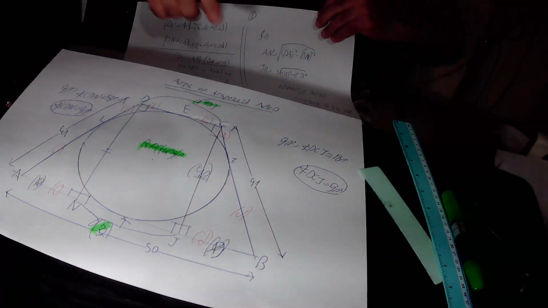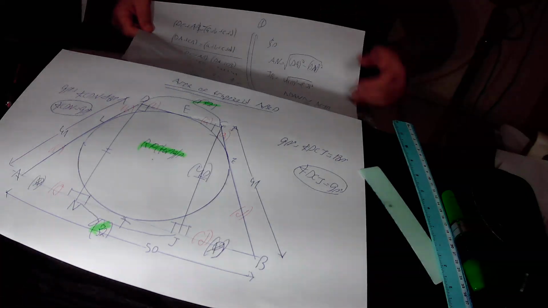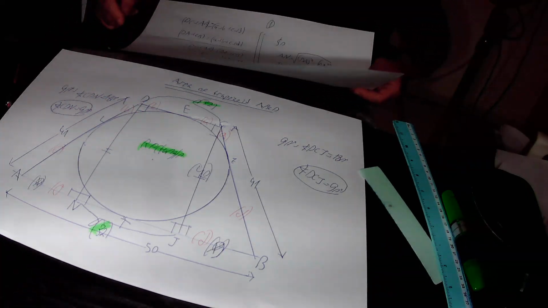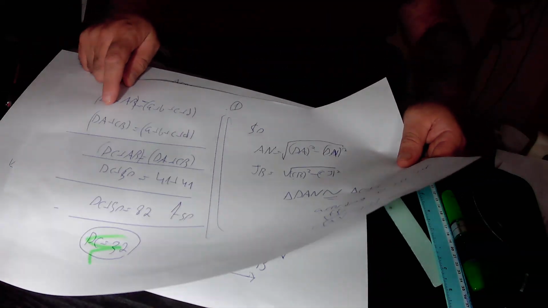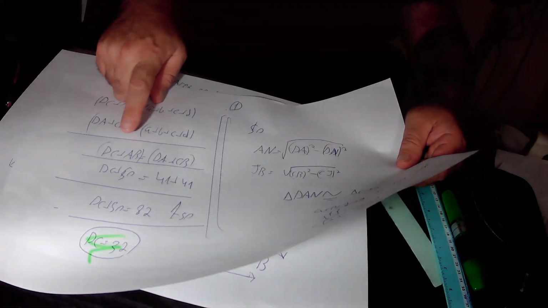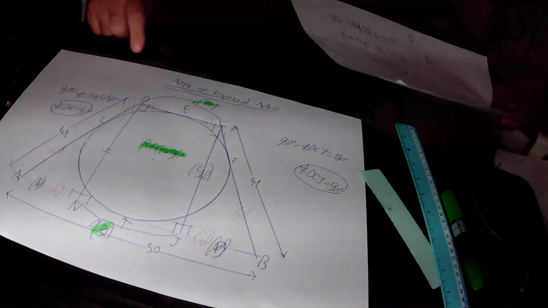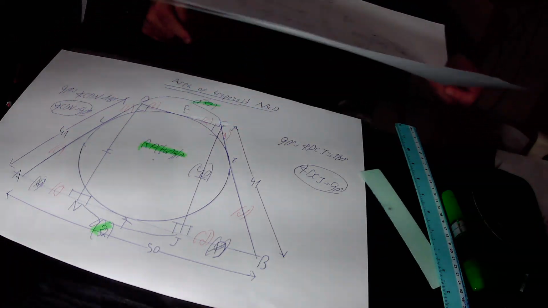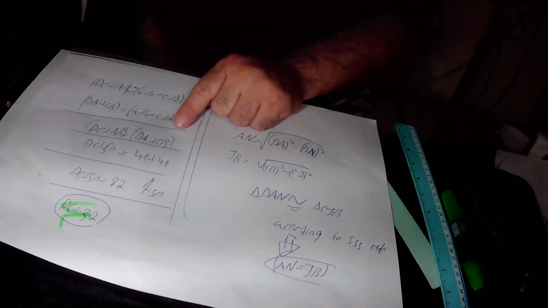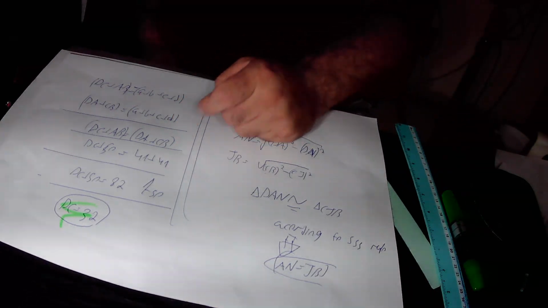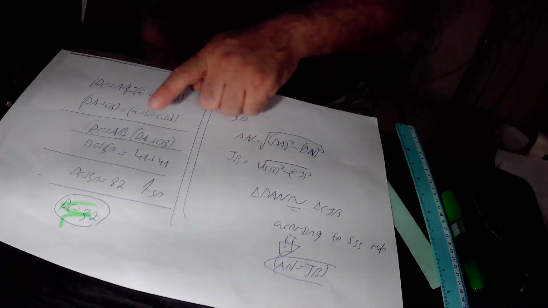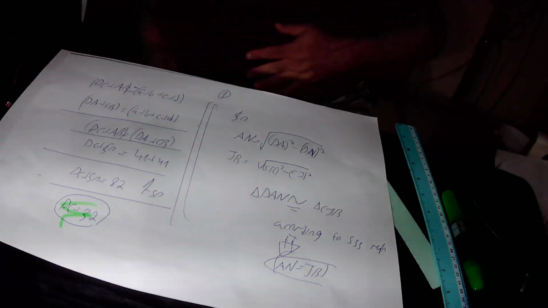DC is the missing side, so leave it as it is. Plus AB. AB is 50. So on this side of the equation we have DC plus 50 equals DA. DA is 41 plus CB is also 41. So DA plus CB in total equals 41 plus 41. 41 plus 41 is 82. So DC plus 50 equals 82.